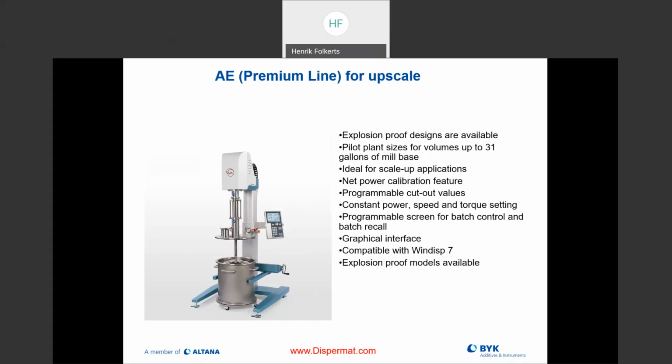So the motor will use up power and energy. So when I do a net power calibration, I factor out all these values and really only show the energy required to disperse my product. That's also very important when I want to go upscale, to have that net power calibration feature on the AE model. And then again, we can go up to large volumes, and we have EX models available as well if you're in an explosion-proof environment in your lab or your production or pilot area.